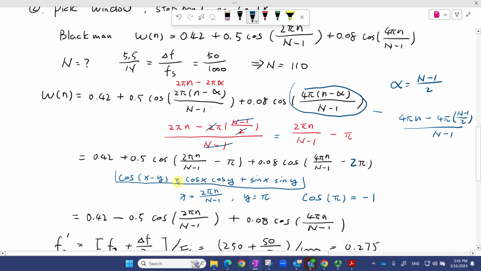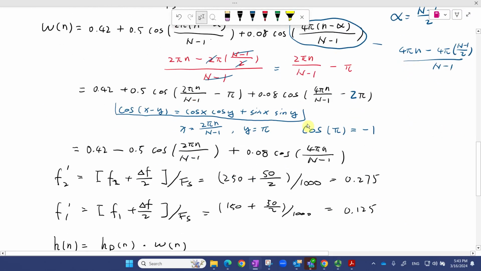Okay, now the things become a little bit complex. Cosine x minus y equals cosine x cosine y plus sine x sine y. Right, so we're going to do this. You regard this one as x, this one as y, then you have to do the expansion. Okay, and then for this term, cosine pi is -1. Cosine 2 pi is actually 0. Right, so if you do that, you will find this expression. Okay, so that's the window function we got.